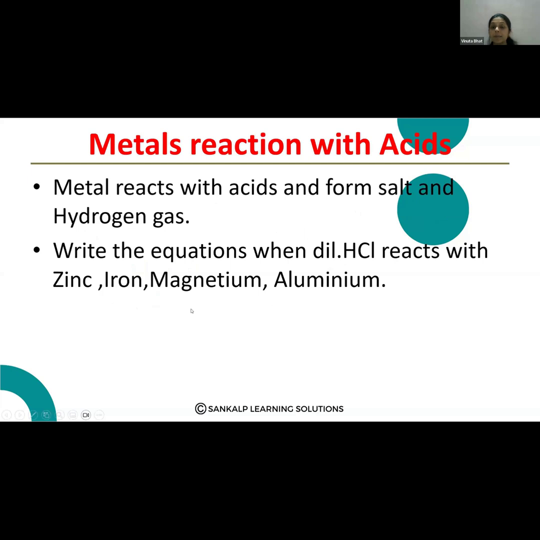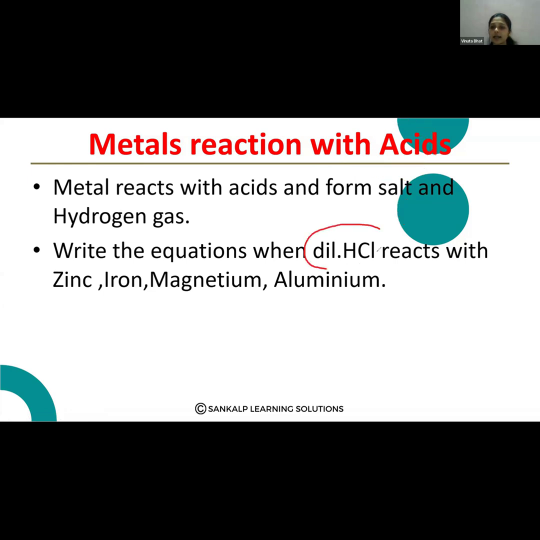Next one. Metals reaction with acids. So how are metals going to react with the acids? In the second chapter, we studied how acids react with the metals, right? So you know that.